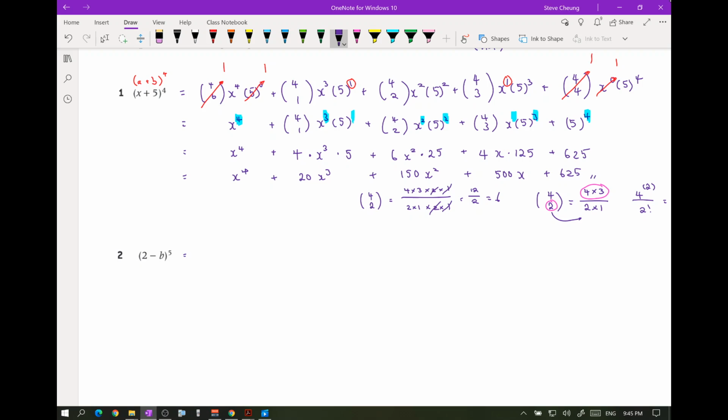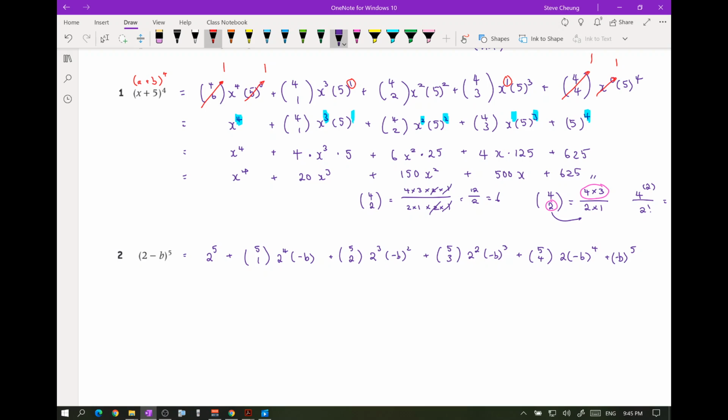So the next question here, I'm going to go straight into doing 2 to the power 5 plus, I'll still write down 5 choose 1, even though I know it's 5. Okay, so the middle coefficients, I will usually write them out. And then this will be 2 to the power 4 times negative b to the power of 1, which is negative b, plus 5 choose 2, 2 cubed, negative b all squared, 5 choose 3, 2 squared, negative b all cubed, 5 choose 4, 2 times negative b to the power 4, plus negative b to the power 5.